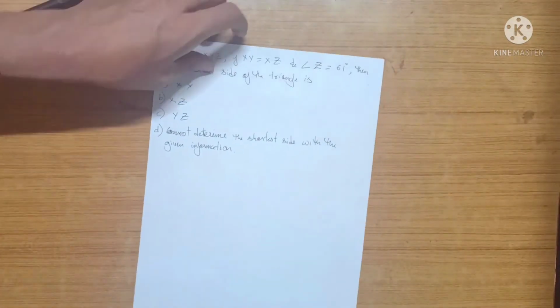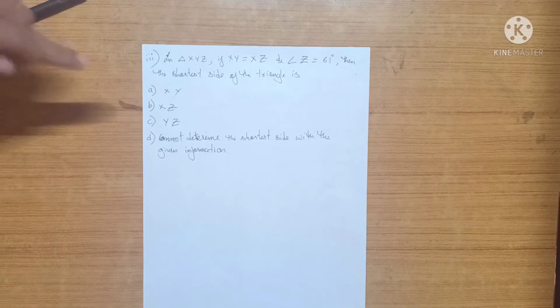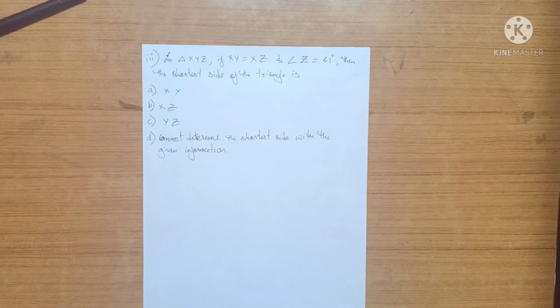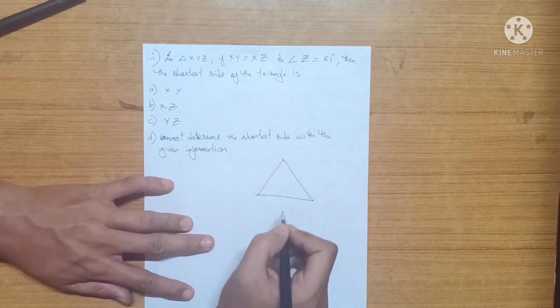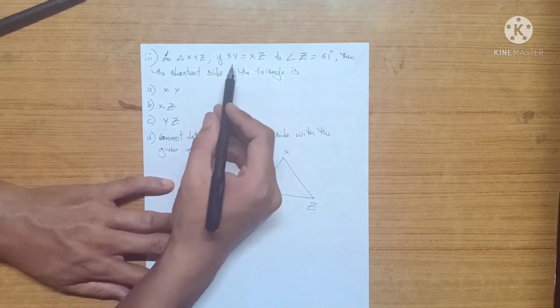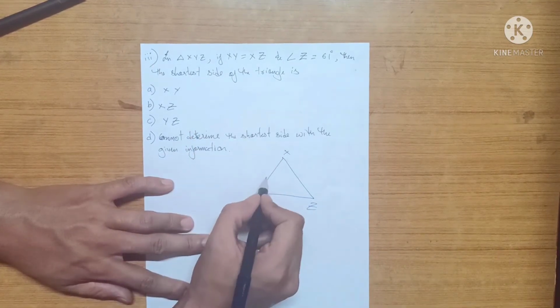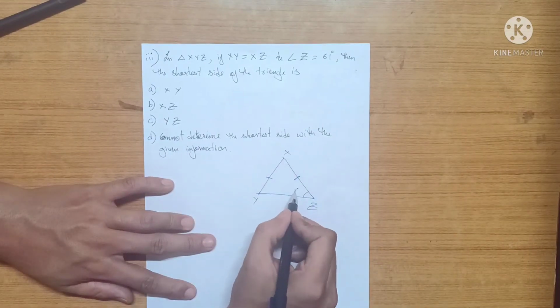Let's do problem number 3. In triangle XYZ, if XY equals XZ and angle Z is 61 degrees, then the shortest side of the triangle is XY, XZ, YZ, or cannot determine the shortest side with the given information. Let's draw this triangle and see if we have enough information. They're saying XY equals XZ, so XY and XZ are the same, and angle Z is 61.